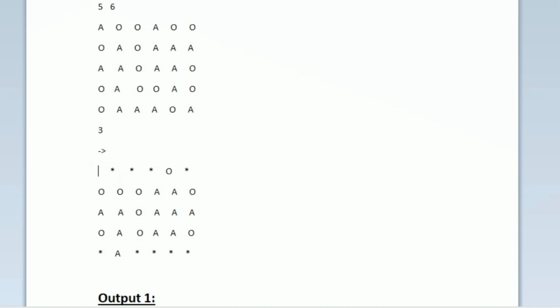Again we have to update all the columns except the second column, because we haven't removed any fruit from the second column. So it is as such. I have updated the first column, and for the third column this asterisk will move to the top and the remaining oranges will come down. Like this we have to update all the remaining columns. Once we have updated all the columns, again in the third iteration we should perform the same thing.